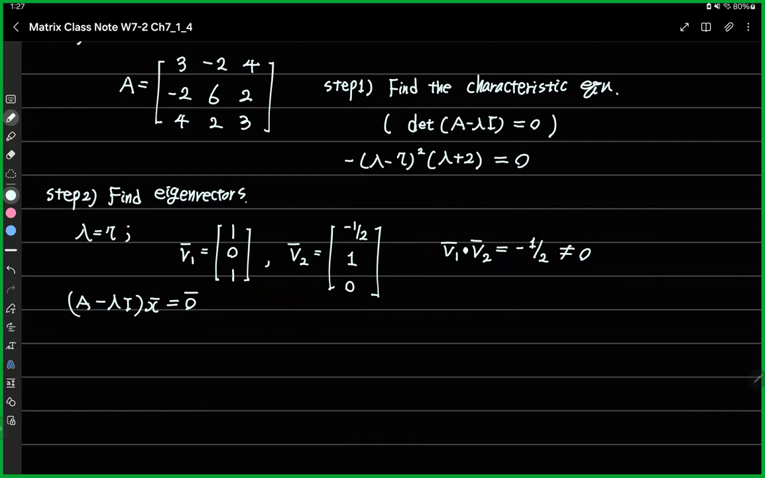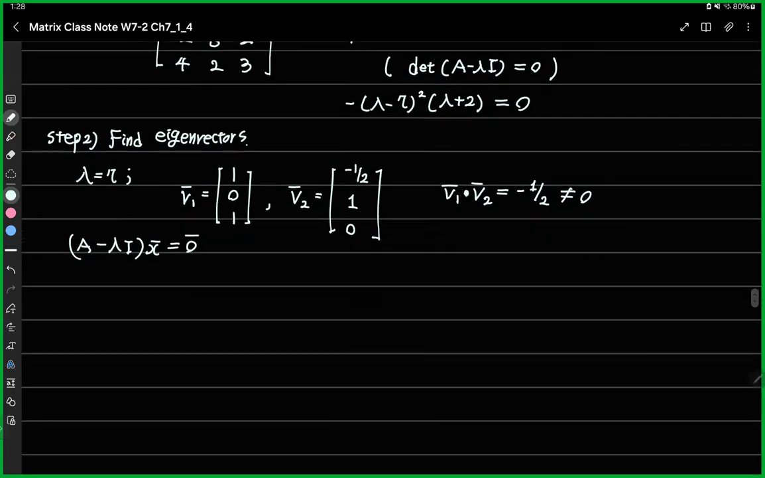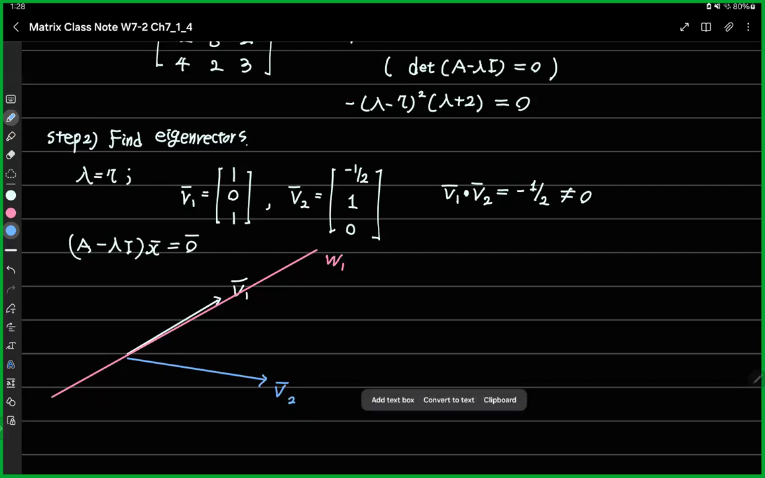How can I generate a new basis which is orthogonal? Yeah, we can use Gram-Schmidt. Let's say V1 is like this. Let's say this is the space spanned by V1, call it W1. And then let's say this is V2. What we find is the orthogonal projection of V2 onto the subspace W1.